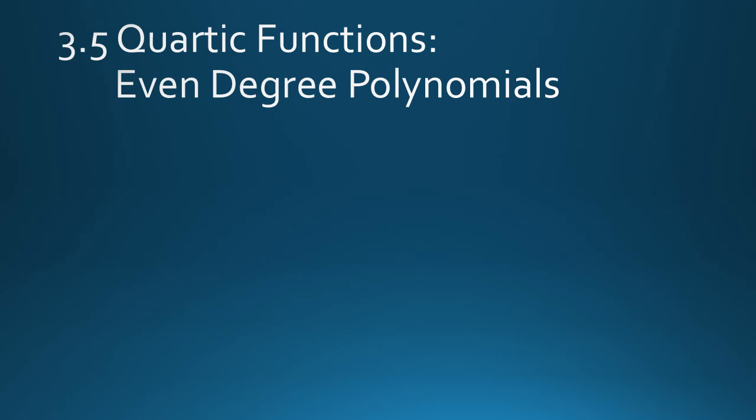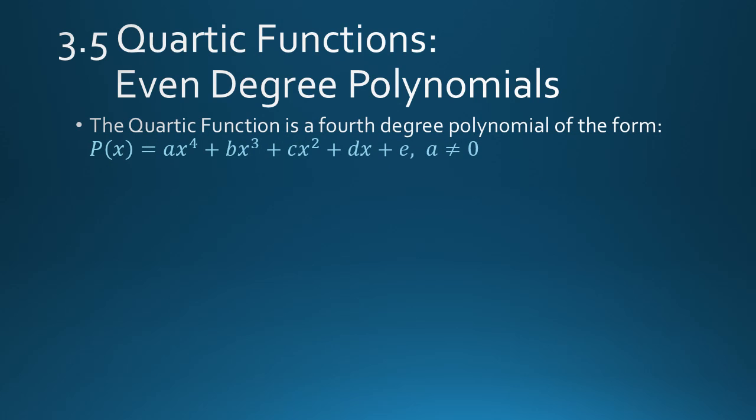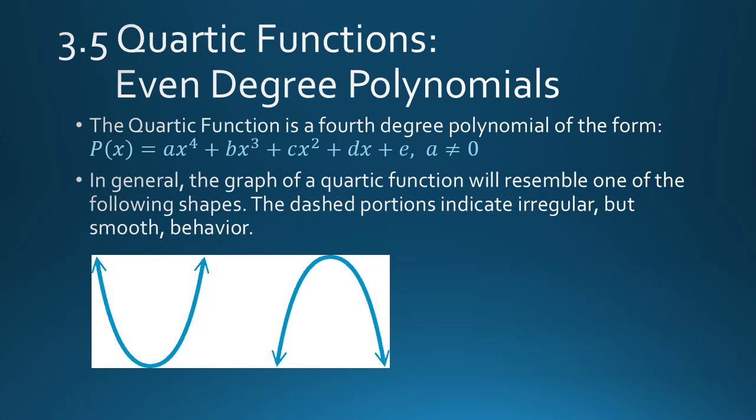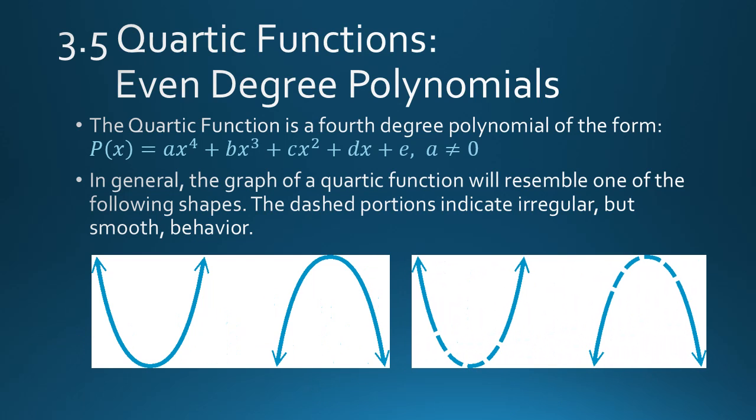Then we're going to talk about quartic functions, which are kind of our model for even degree polynomials. And quartic functions are fourth degree, so they look something like this. And in general, they are going to have one of these shapes. Sometimes they look like parabolas. A lot of times they'll look like parabolas, but the turning point has widened out considerably.